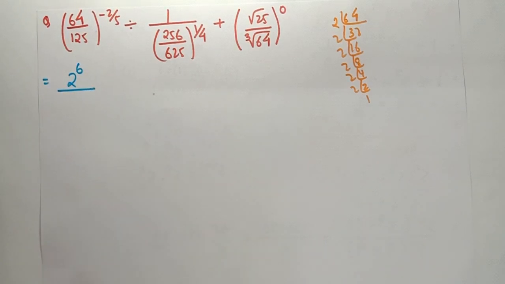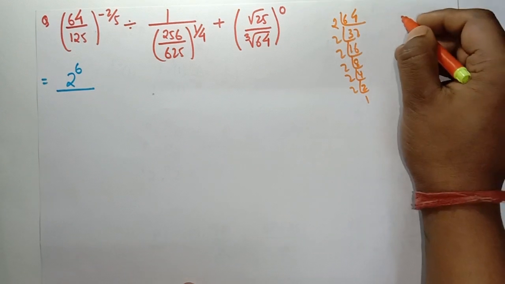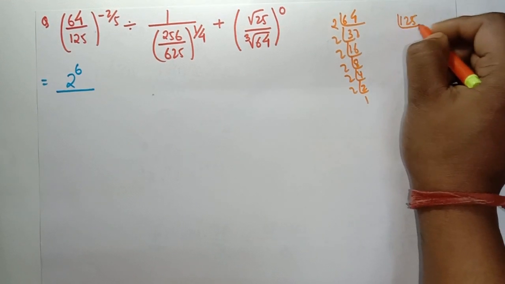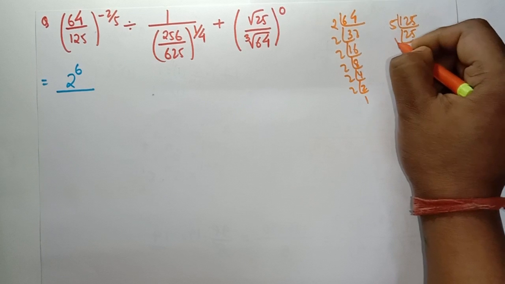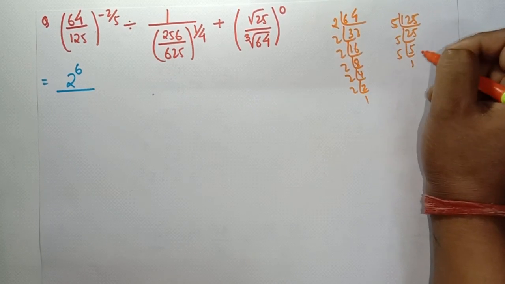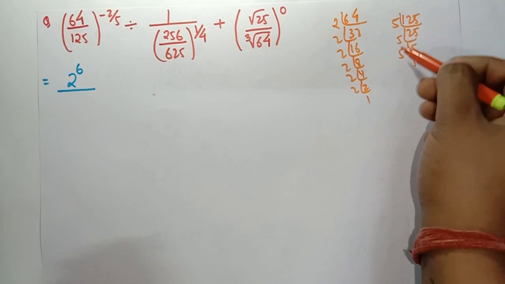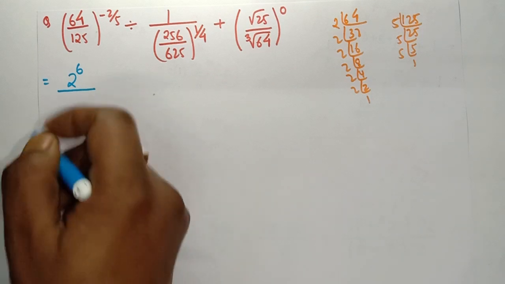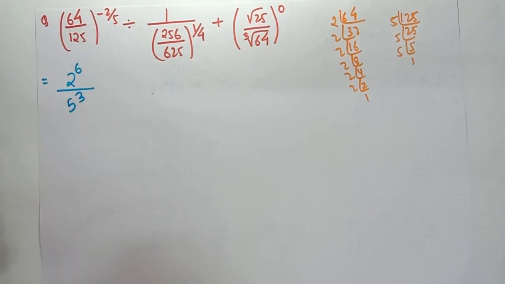So again I have to do the factorization of 125. 5, 25, 5, 5, 5, 1. That means how many 5s are there? 1, 2, 3. So that means I can write this as 5 to the power 3, 5 cube.